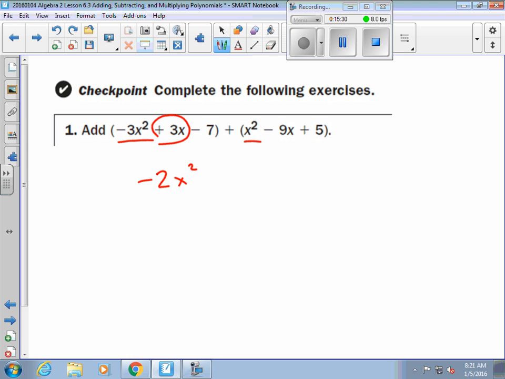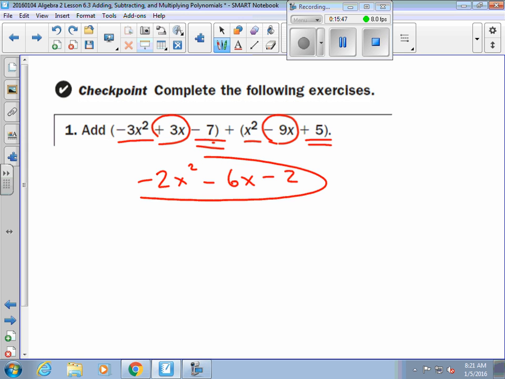This one here, 3x, or two of them, excuse me, 3x and negative 9x. So it's like 3 minus 9, which is negative 6x. And then negative 7 plus 5. Negative 7 plus 5 is negative 2. So when you combine those, this is what you get.